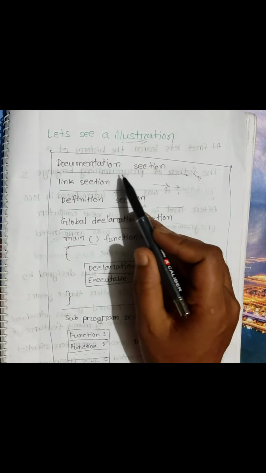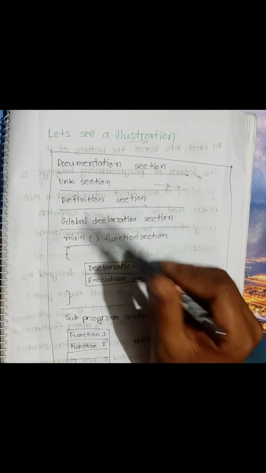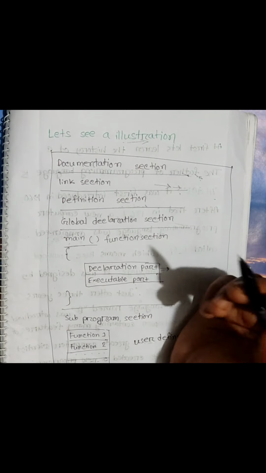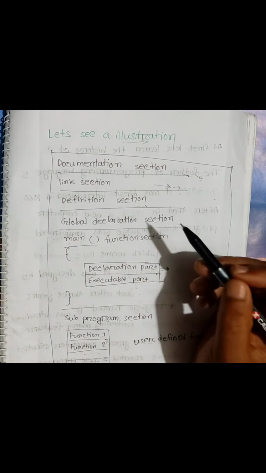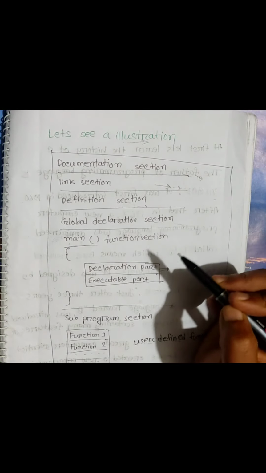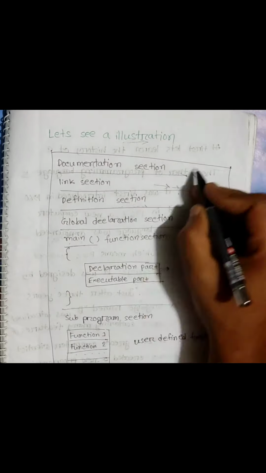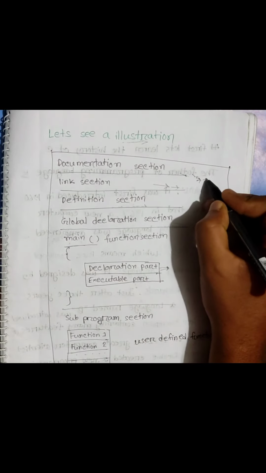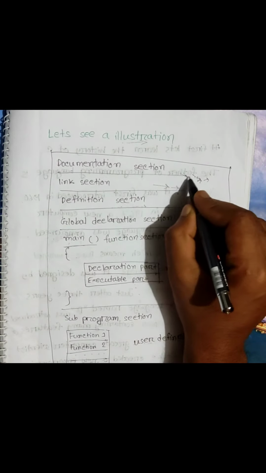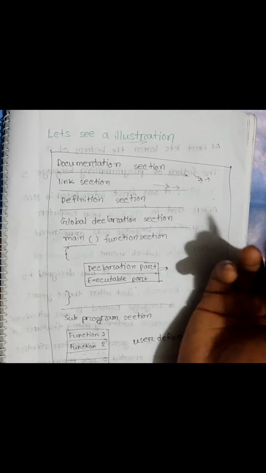At first, the documentation section comes. The documentation section consists of a set of comment lines giving the name of the program, the author, and other details which the programmer would like to use later. Okay, it's maybe your name, your pet name if you want to use it later, or the program name.